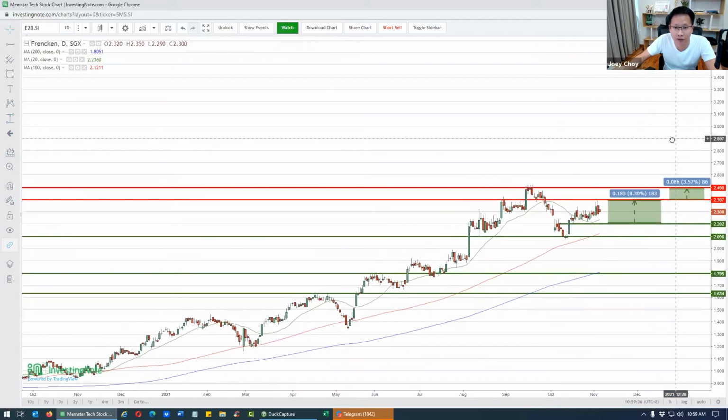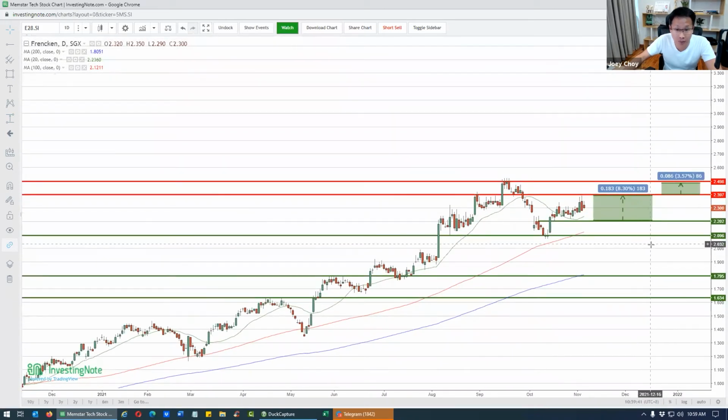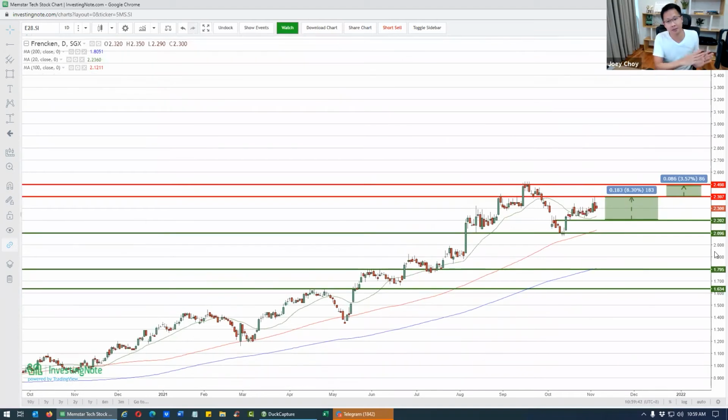So this is Frenken right here, one of those good stocks, a Singapore technology counter, which is pretty much on my watch list. Every time it dips to certain support levels, you can think about getting in as well, right? So this is Frenken here.